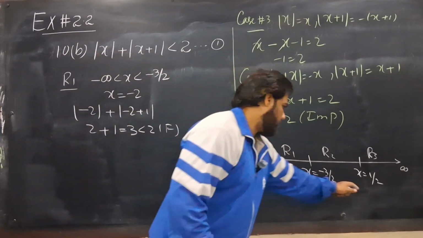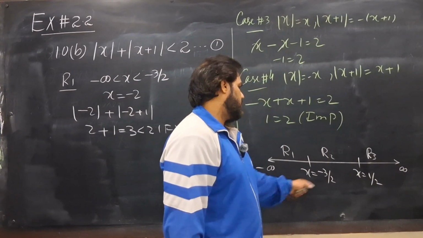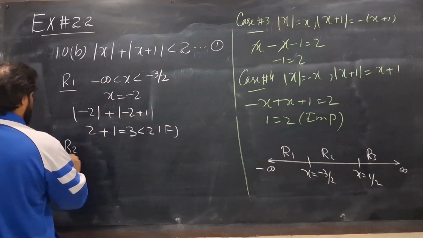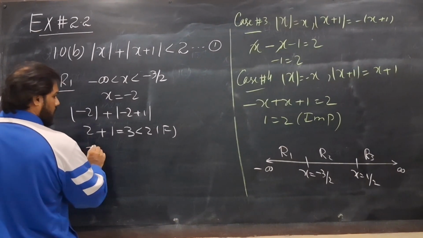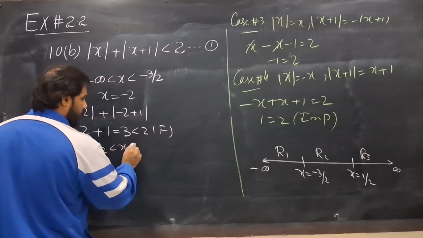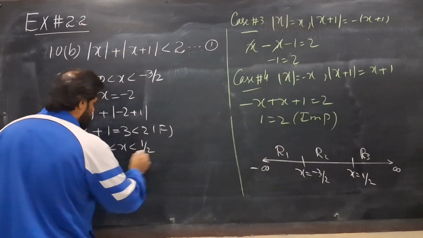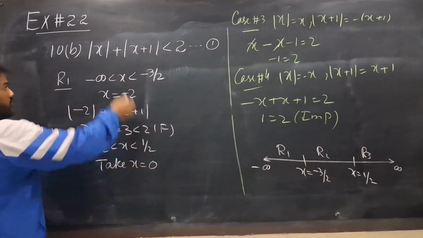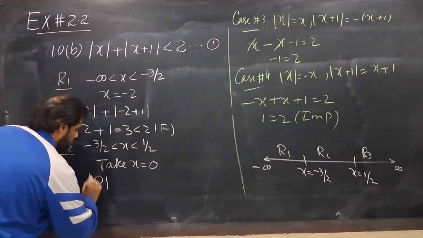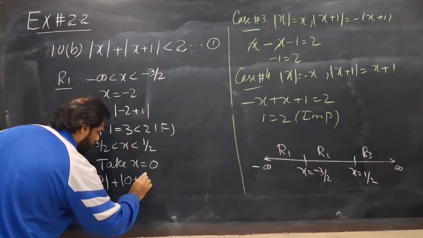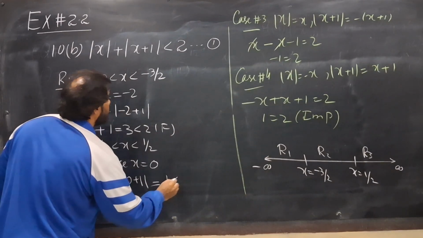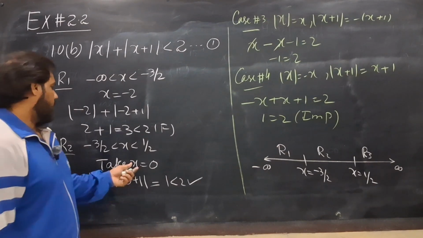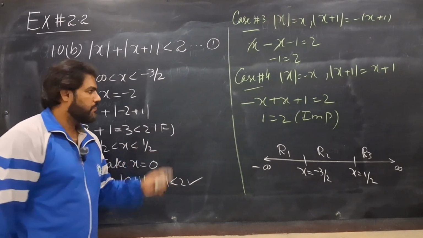Now take any point from region 2. Is 0 in this interval? Yes. Minus 3 by 2 less than x, x less than 1 by 2. Take x equal to 0 from this interval. When we put x equal to 0 in the given inequality, this becomes absolute 0 plus absolute 0 plus 1. This is equal to 1. Is 1 less than 2? Yes, this is true. This shows that region 2 satisfies the given inequality.